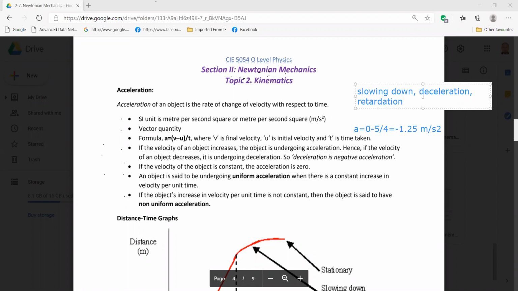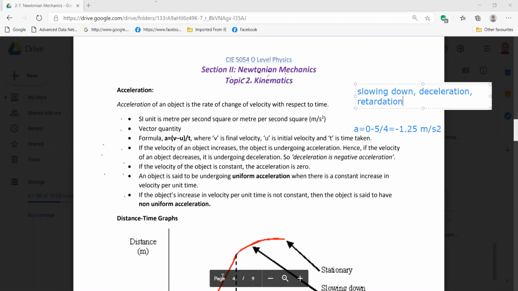So deceleration is the opposite of acceleration, right? And look here, we are getting the acceleration negative, right? So can we say that deceleration is negative acceleration? Is it clear, everyone? What about the others? Are they clear?